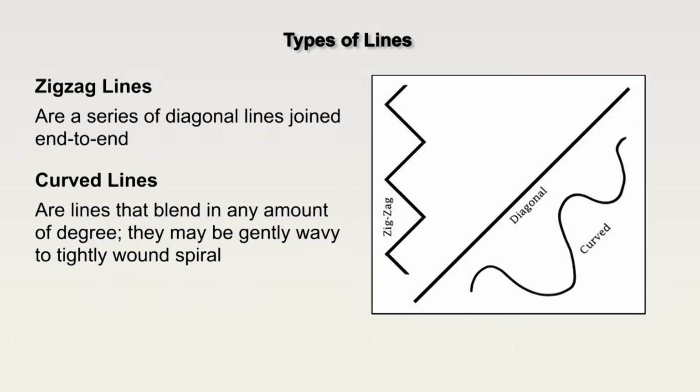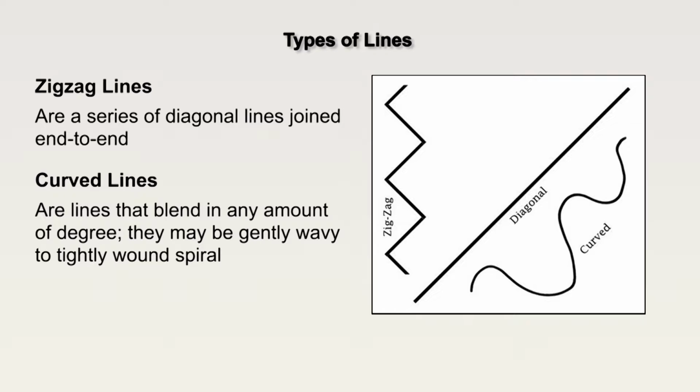Zigzag lines. Zigzag lines are a series of diagonal lines joined end to end. Curved lines. These are lines that bend in any amount of degree. They may be gently wavy to tightly wound spirals. We can see image examples here.